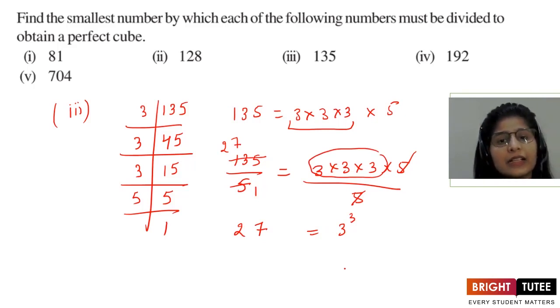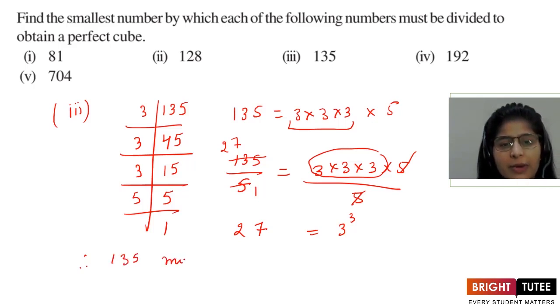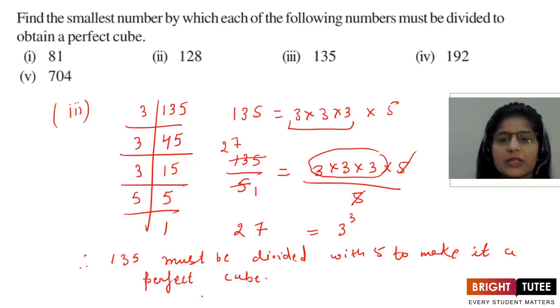So we say that 135 should be divided with 5 so that it becomes a perfect cube, and it becomes 27, which is a perfect cube of 3. So what is the smallest number that 135 should be divided by? It is 5. At the end of the answer, you can just write like this. Therefore, 135 must be divided with 5 to make it a perfect cube. Right? Like this you can write your answers.